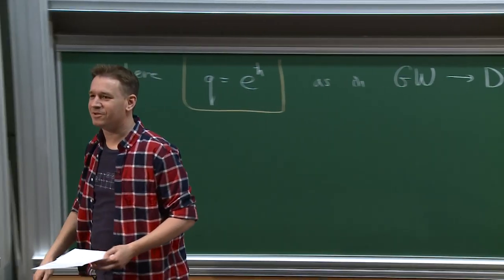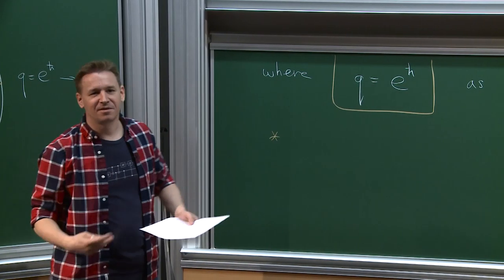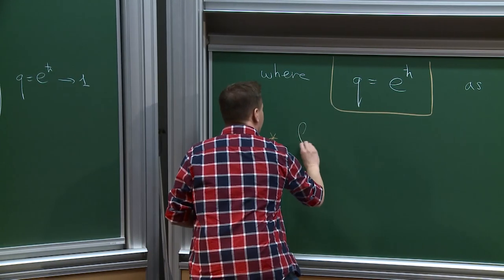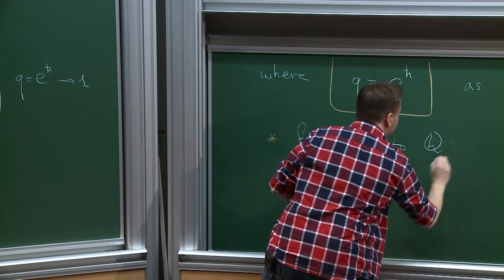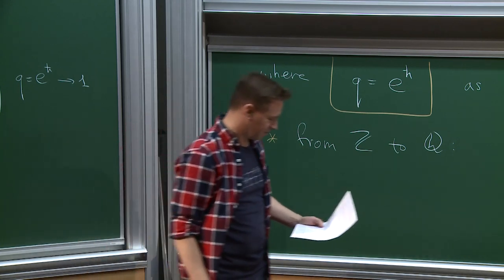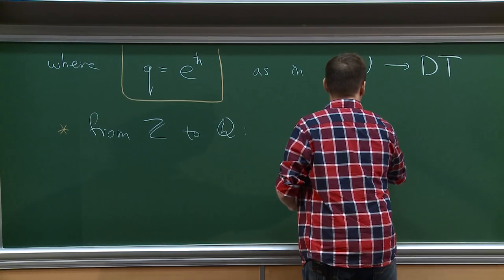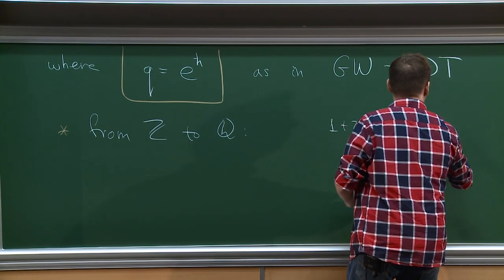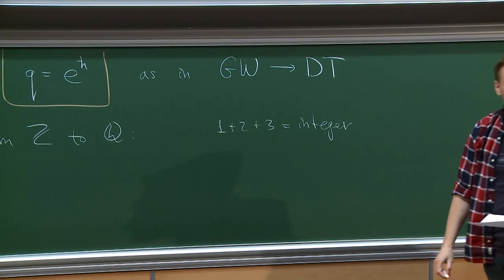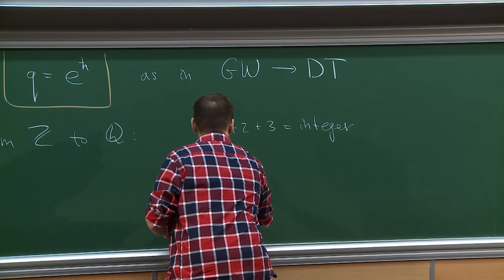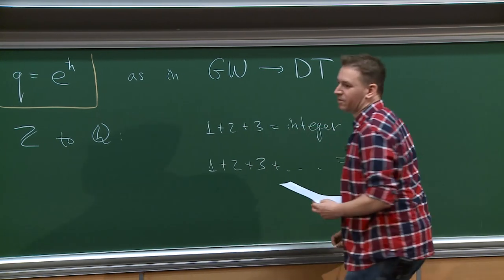But then, just to make it even more fun, I want you to think about the following problem. Let's start and go the other way, from integers to non-integers. So this is actually not so complicated and mysterious. We know that 1 plus 2 plus 3 is an integer. So we start with integers, do something with them, and get integers. That's not very surprising. But how about 1 plus 2 plus 3 plus 4 and so on? What does it equal to?